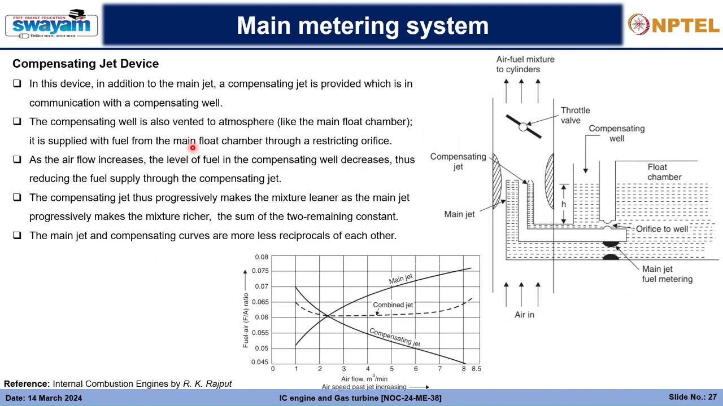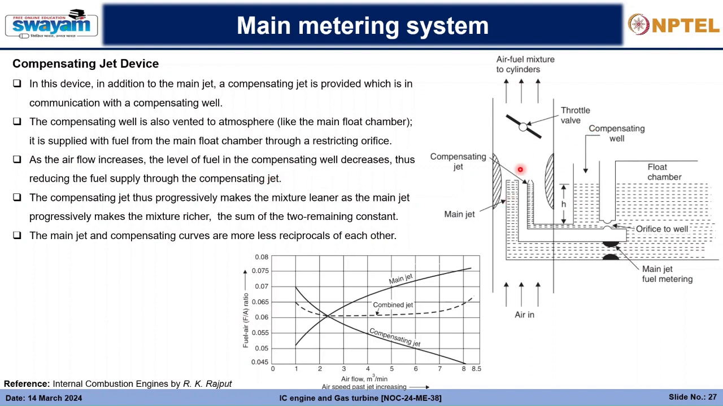So first is the compensating jet device. Here, for the compensating jet device, what it actually means is that sometimes, in addition to the main jet, a compensating jet is provided, in communication with a compensating well. What happens is that as the air flow increases, the level of fuel in the compensating well decreases, thus reducing the fuel supply to the compensating jet.